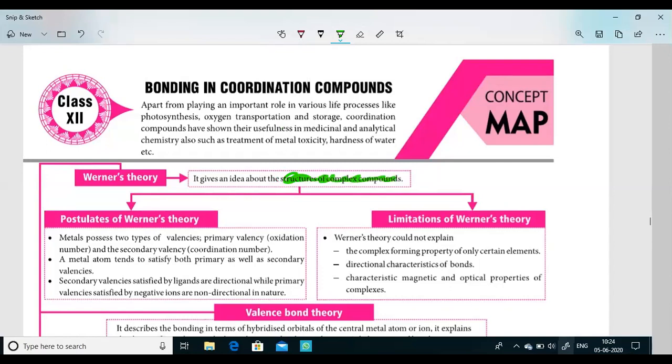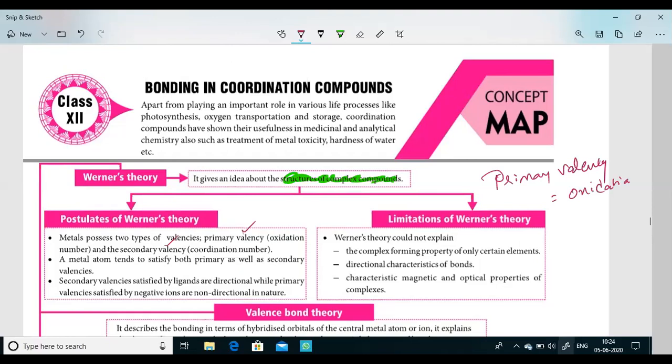So what does Werner's theory state? There are two postulates for Werner's theory. A metal atom possesses two types of valences. One we call the primary valency, the other we call the secondary valency. The primary valency is equal to the oxidation number of the metal.